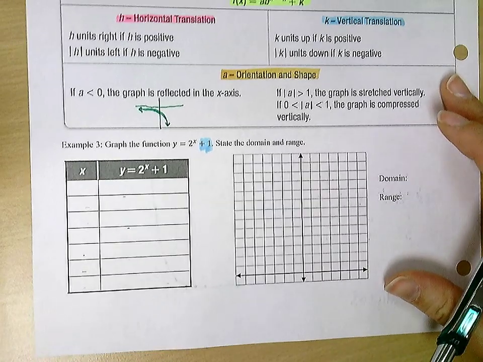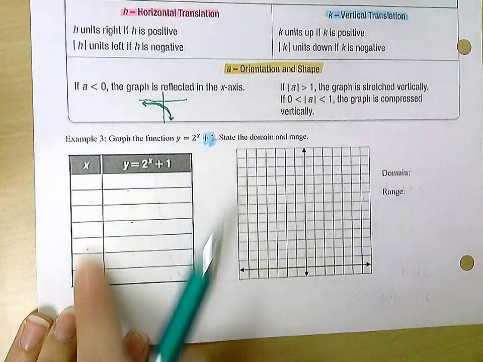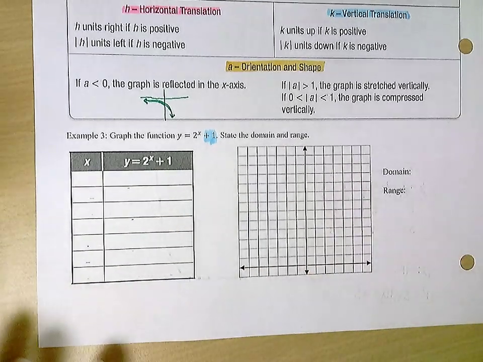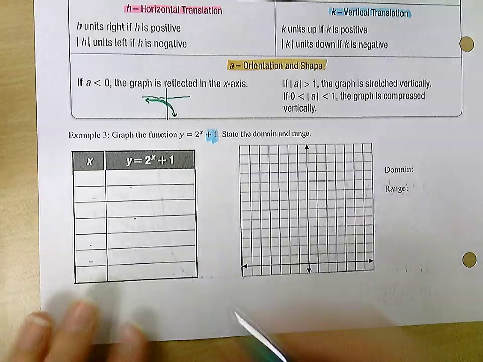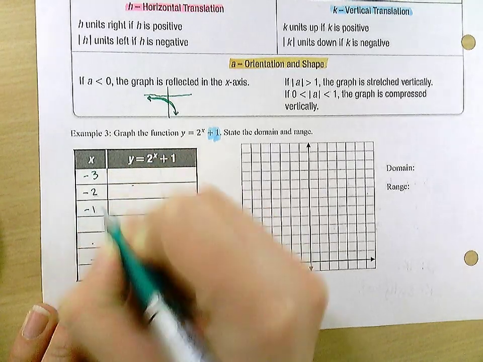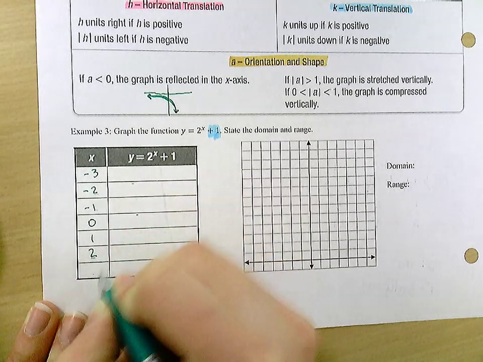So just like before, we're going to pick points, find our y values, plot the graph, and then state the domain and range. So our x values, again, I'm just going to use -3, -2, -1, 0, 1, 2, and 3.